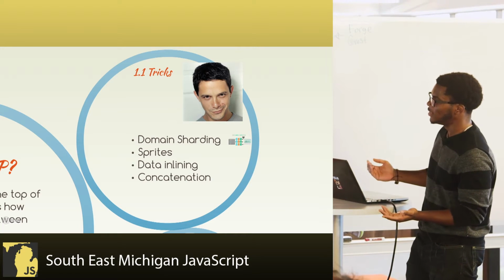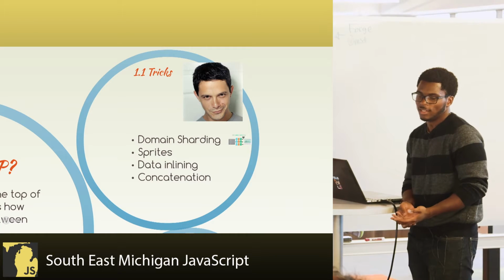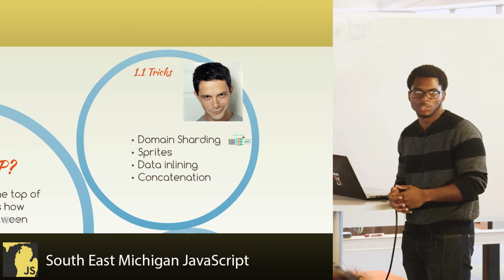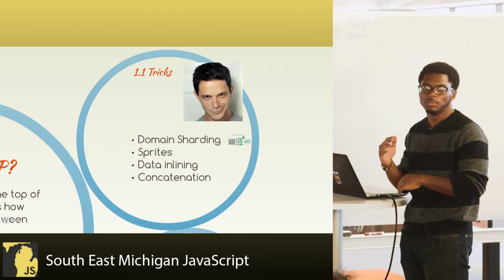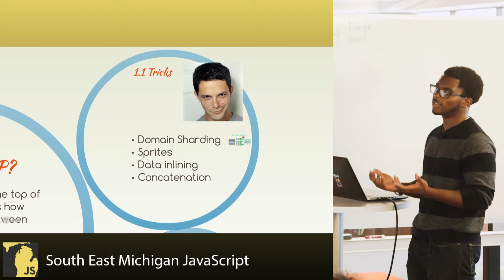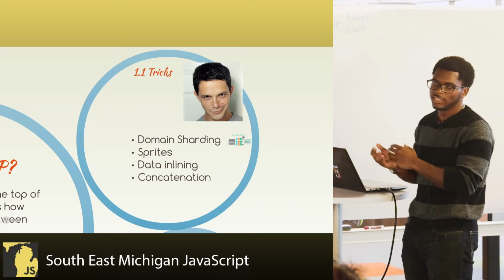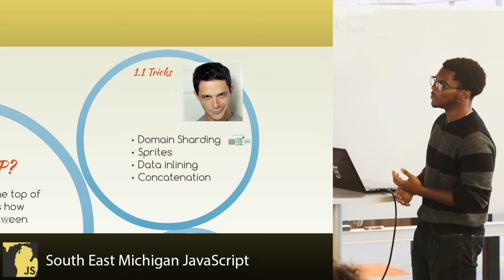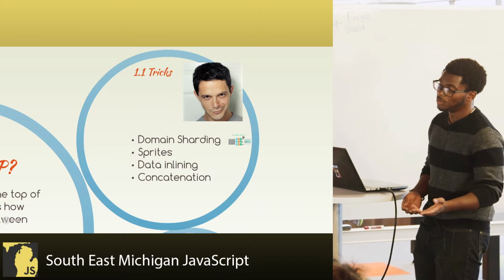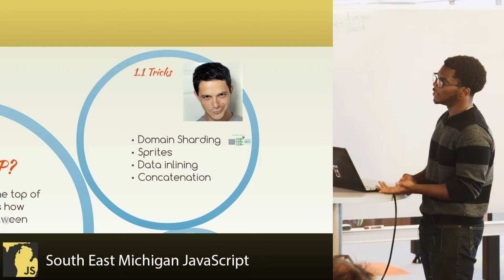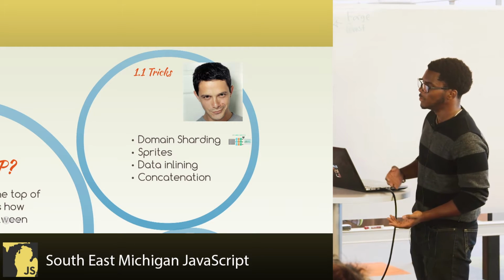And then also you can use sprites, where you combine your images on your web page and put them inside one big image. Then when you want to access them, you just access that specific location in that big image. So you're not downloading multiple images every time you want to load a page. That's another way to save overhead by reducing the amount of requests that you make.